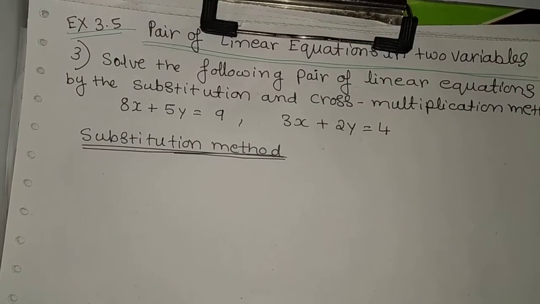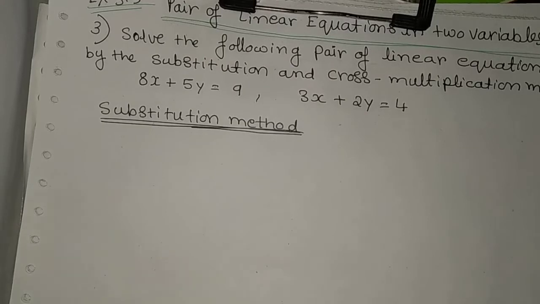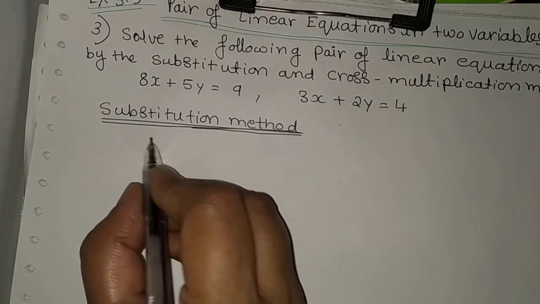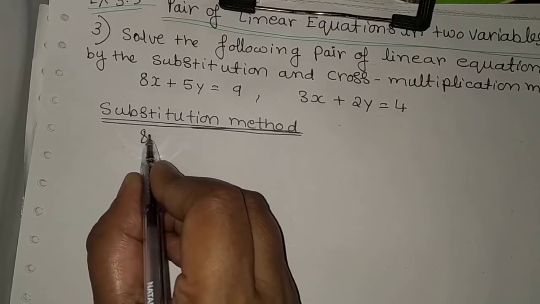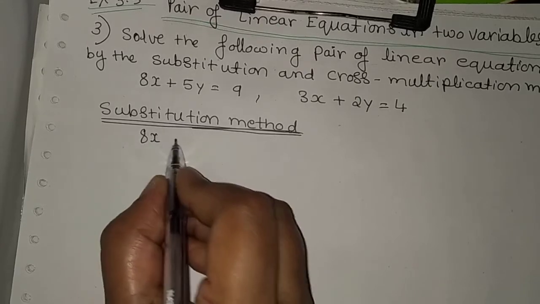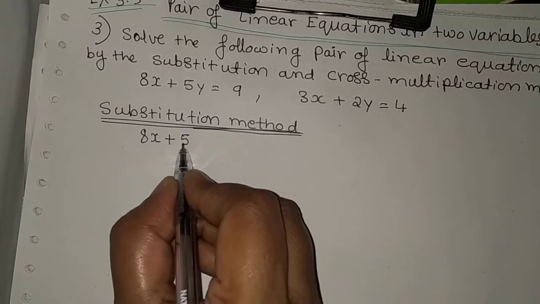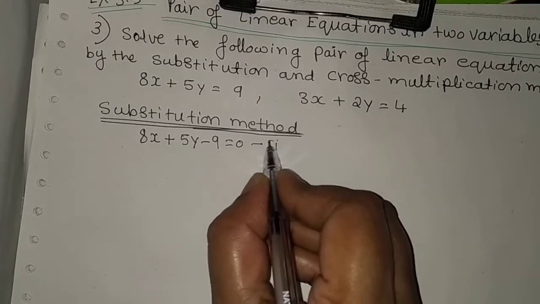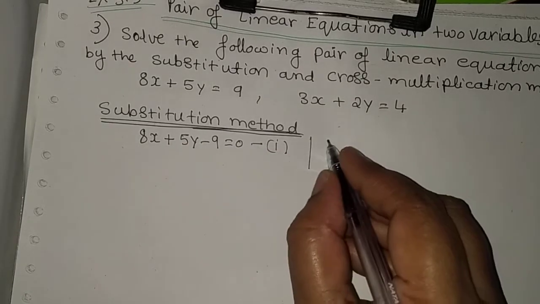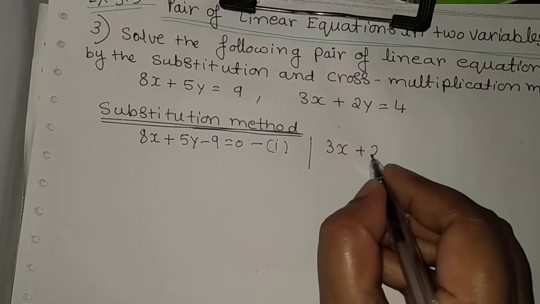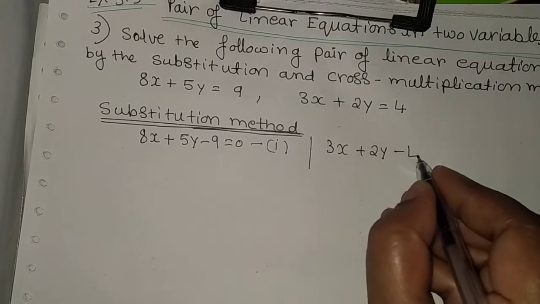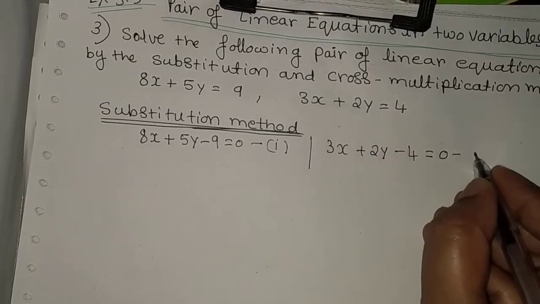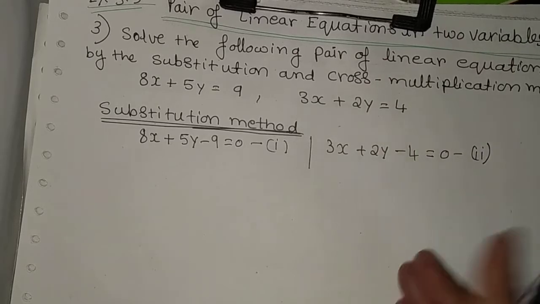First we start with the substitution method. The two equations we will write down in the general form: 8x plus 5y minus 9 is equal to 0, this is equation number 1. Next, 3x plus 2y minus 4 is equal to 0 is the second equation.